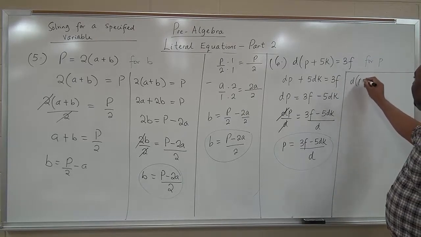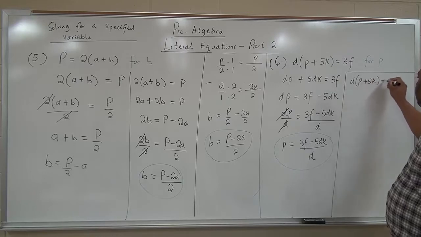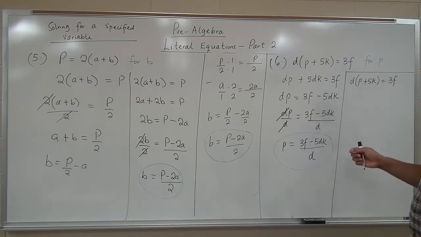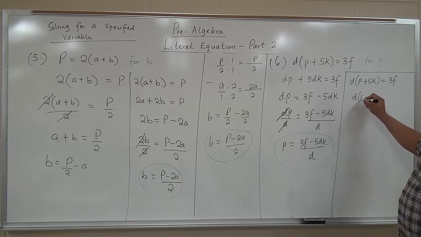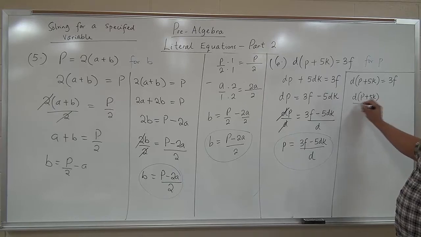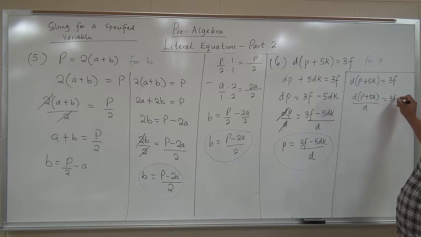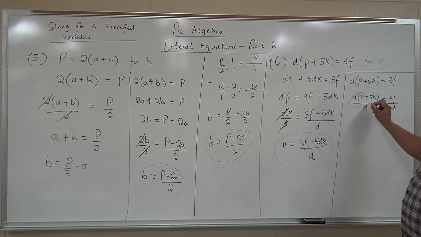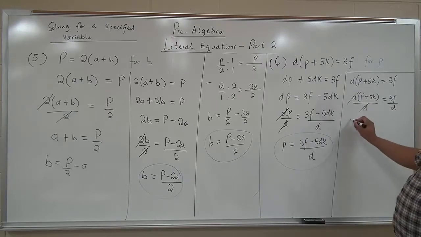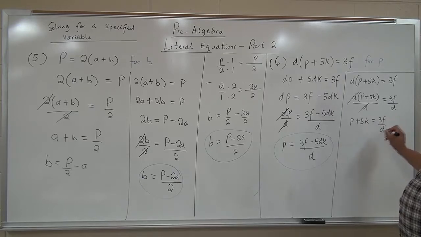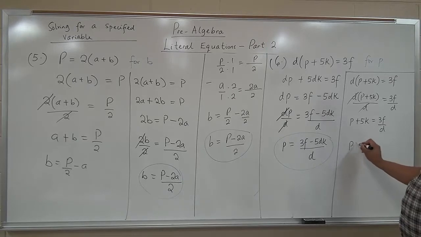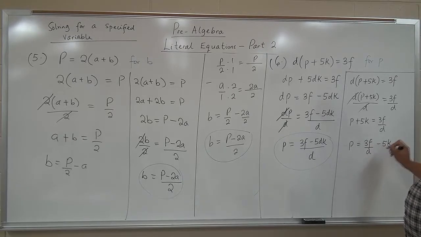We have d(p plus 5k) equal to 3f. So we divide both sides by d. So d(p plus 5k) divided by d equal to 3f divided by d. d divides d, so p plus 5k is equal to 3f divided by d. And then you subtract 5k from both sides. So p will be 3f divided by d minus 5k.